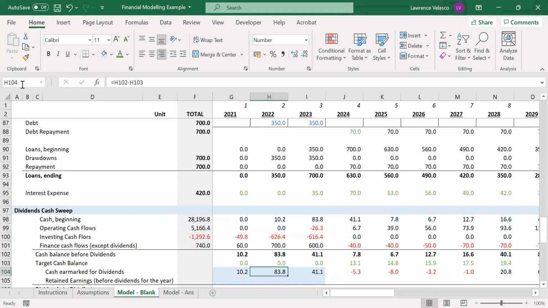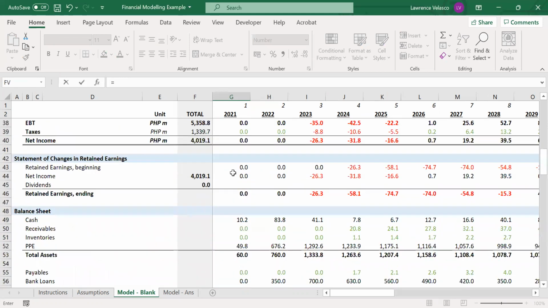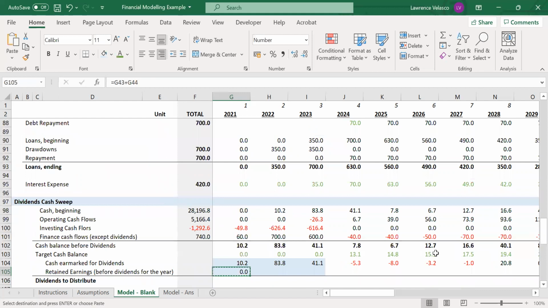So nako-compute na natin. Next, we compute the retained earnings before dividends for the year. So how do you compute that? Kukunin mo yung beginning retained earnings plus net income, pero wag muna yung dividends. Right? Before dividends. So, yun.